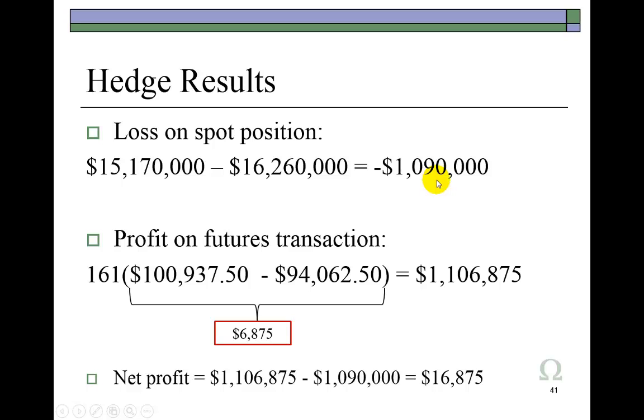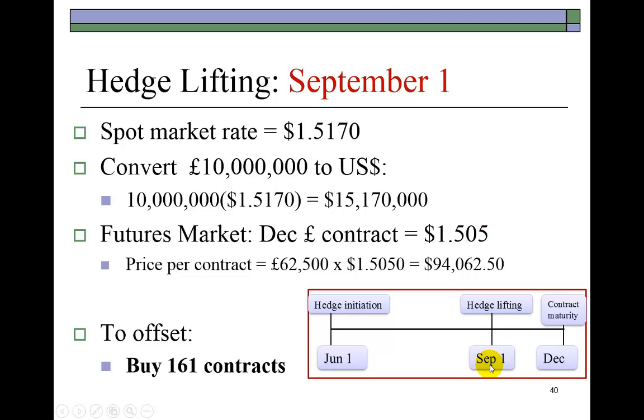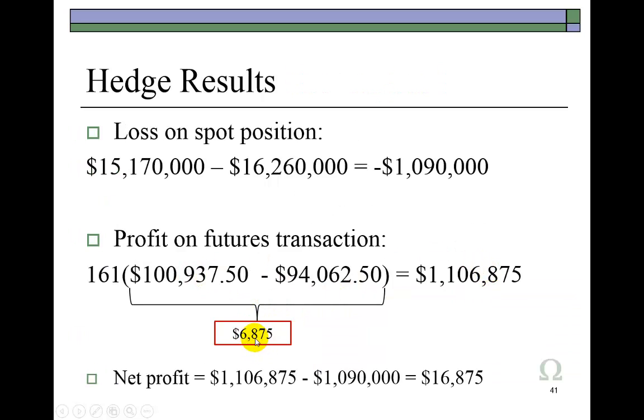Now but in the futures market, you sold futures. If I go back twice right here, you sold 161 contracts, and the price at which you sold futures back on June 1st was this per contract, 100,937.5. Now subsequently in September, the price per contract has dropped to 94,062.5. The difference between those two, which is 68.75, multiplied by the number of contracts in play, gives you a futures profit of 1,106,875. So this is the profit per contract because remember you sold for this amount and bought it back to offset your position for this amount. So obviously when you sell something for more than you buy it back, the difference is your profit, which multiplied by the number of contracts in play gives you your total profit right here.